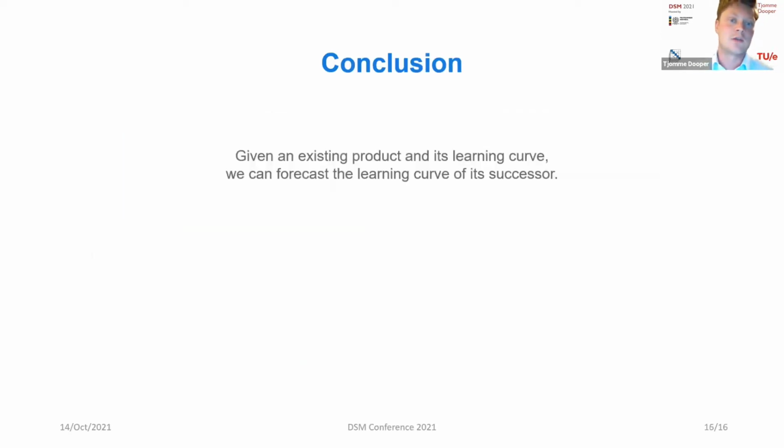So in conclusion, using this model, given an existing product and its learning curves in manufacturing cycle time, we can forecast the learning curve of any proposed successor, given that its design is sufficiently defined.